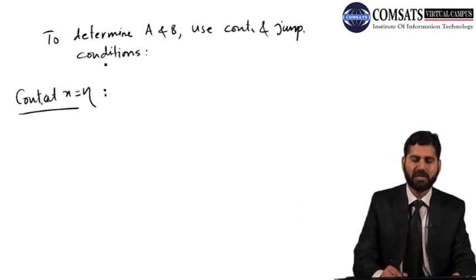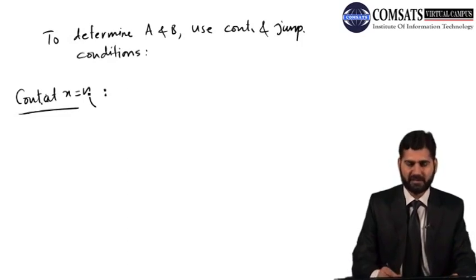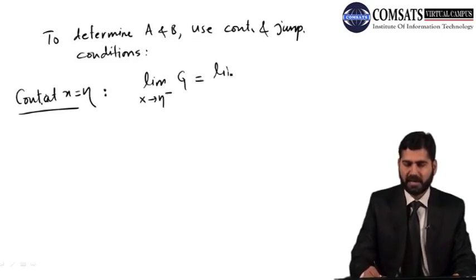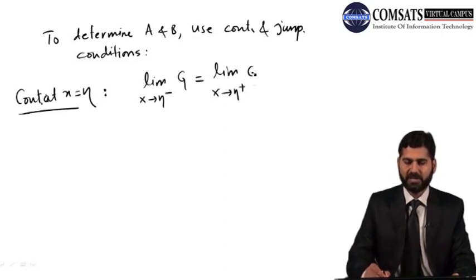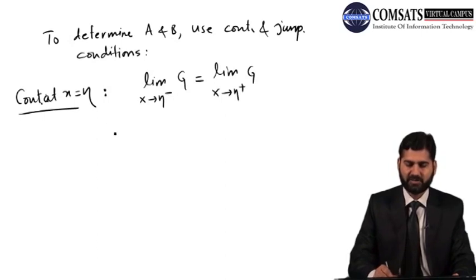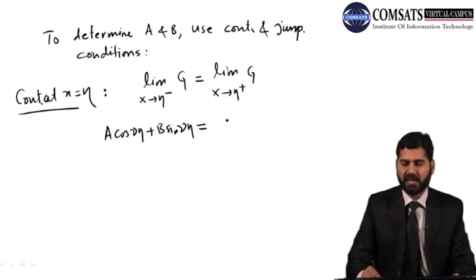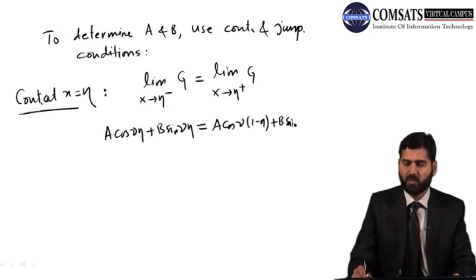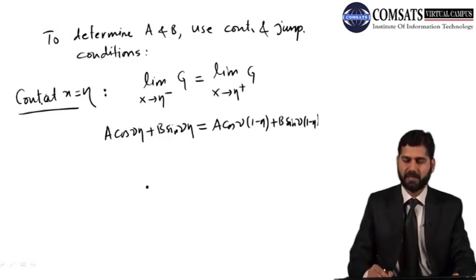All right. So that's why only x equal to eta is enough to consider. So the limit as x goes to eta from the left of g should be equal to the limit as x goes to eta from the right of g. On the left hand side you got A cos nu eta plus B sin nu eta, and on the right hand side you got A cos nu (1 minus eta) plus B sin nu (1 minus eta). So this is what you got.